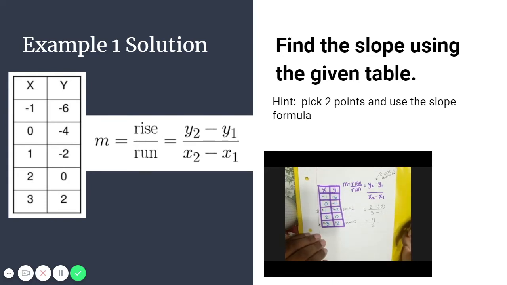Now, I can simplify this fraction. 4 divided by 2 is 2. And that is my slope.